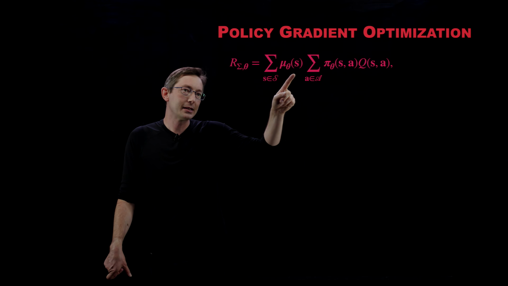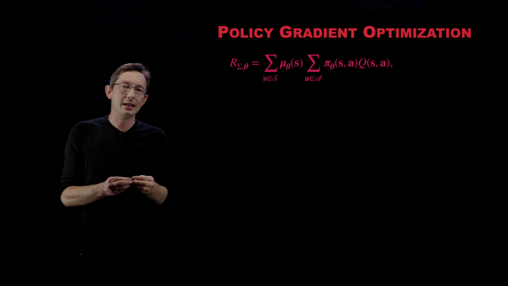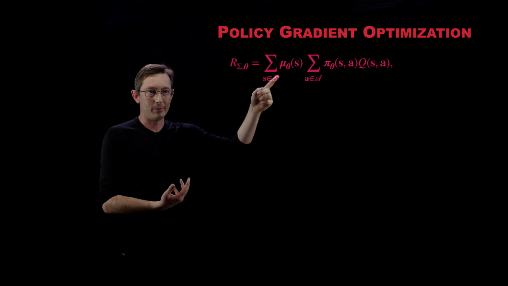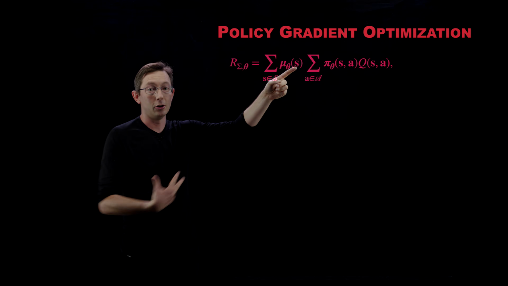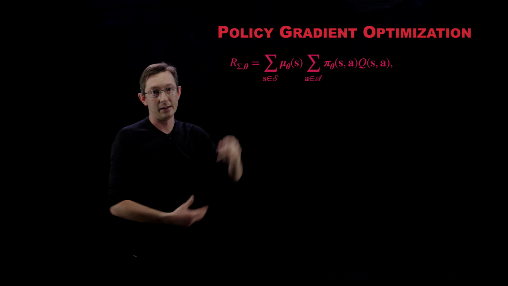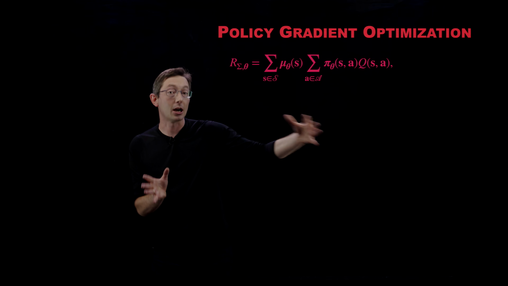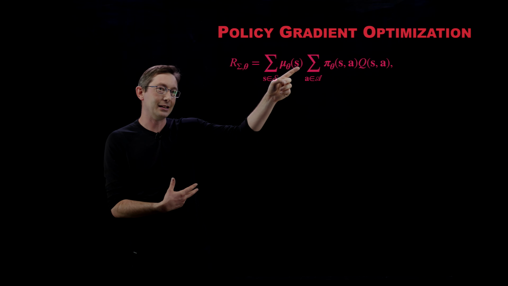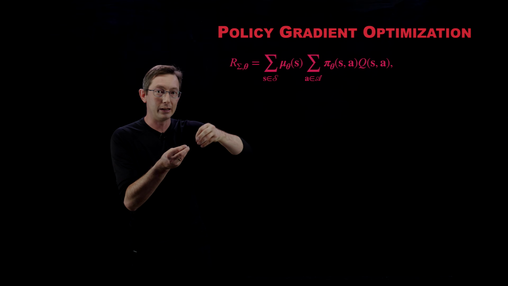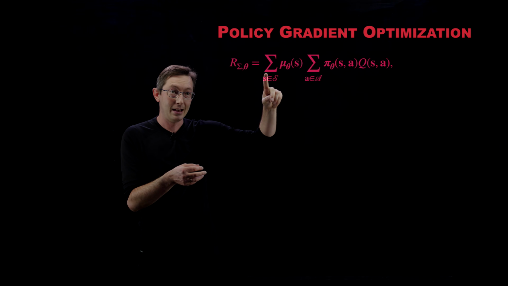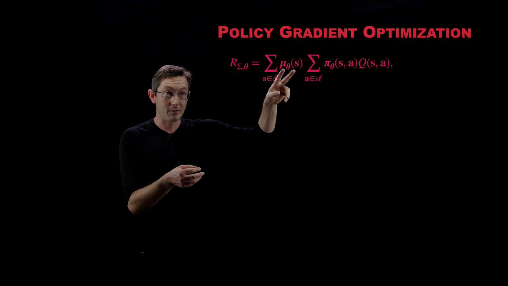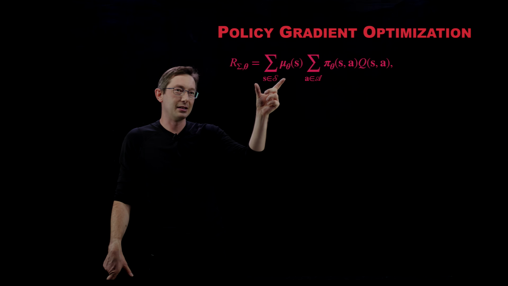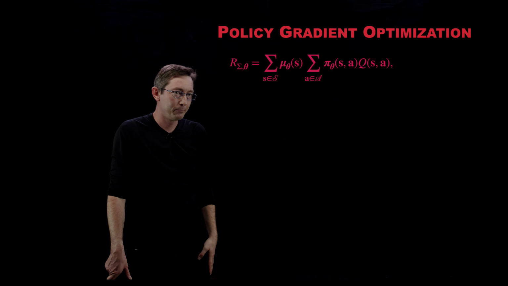So mu sub theta is the expected distribution, or probability, of finding yourself in a state S at long times given this policy theta. So it's the asymptotic distribution. If you played this game for a long time, this would be the expected probability of finding yourself in any of those states S out of all possible states. So this is a probability distribution of where you find yourself in long times. This is just to be mathematically precise. We need this part here.